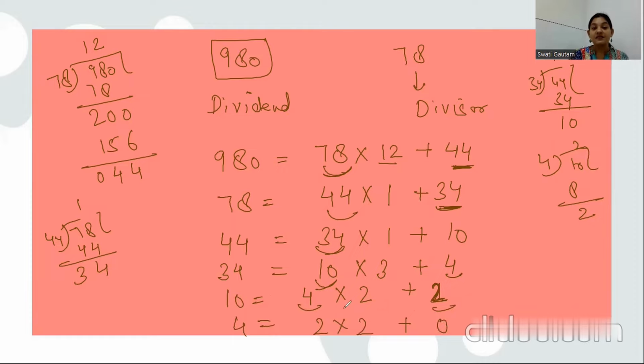So what is the last divisor? The last divisor is 2. Hence the HCF of 980 and 78 is 2. Whatever the last divisor is, that will be the HCF of the two numbers. So this is the Euclid division algorithm.